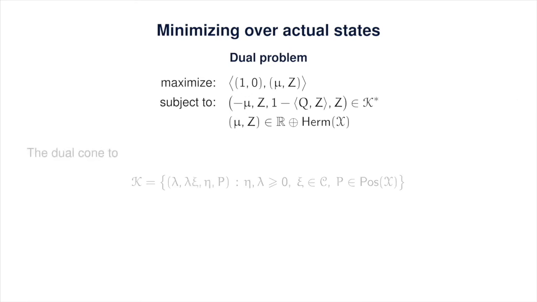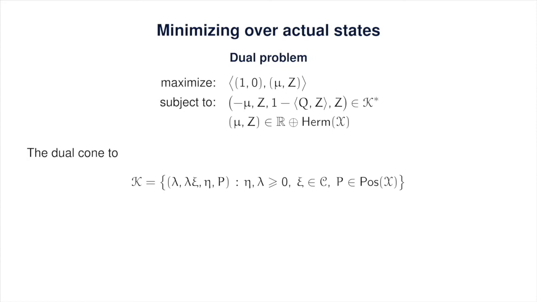Now, to understand the dual cone of K, we recall that K is essentially the Cartesian product of three closed and convex cones. The first cone corresponds to the first two coordinates, lambda and lambda times xi, and that's a particular instance of the closed and convex cone L that we discussed a few slides ago. The second closed and convex cone corresponds to the third coordinate eta, which ranges over all non-negative real numbers, and the third closed and convex cone corresponds to the fourth coordinate P, which ranges over all positive semi-definite operators.